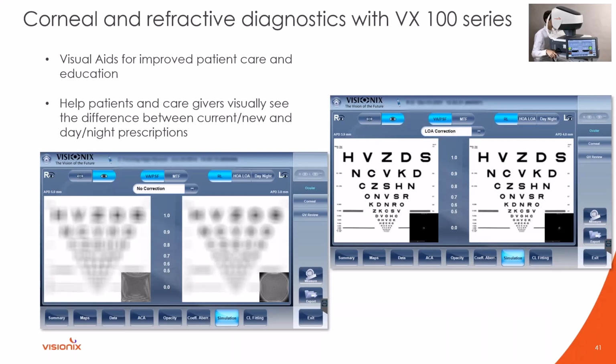We also have visual aids for improved patient care and education. This is great. It certainly helps patients and the caregivers visually to see the difference between a daytime and nighttime refraction. This can lead to multiple pairs of glasses. It also helps them see how they're going to see with or without contacts, and being able to show that difference based on the high order aberrations that they may have. So it's a great tool to be able to educate patients.